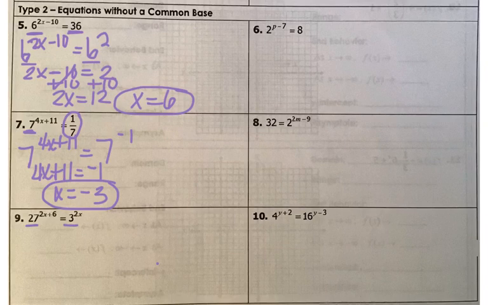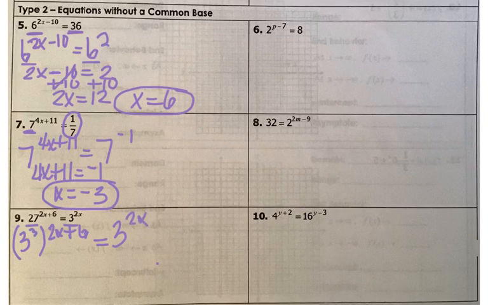So unfortunately, there is no rule you can use to find the common bases that's a uniform rule that'll work every time. A lot of it is just trial and error. You just have to play with it and see what will work for common bases. So 3 to the third is 27, right? So we're going to say 3 to the third to the 2x plus 6 power equals 3 to the 2x power.